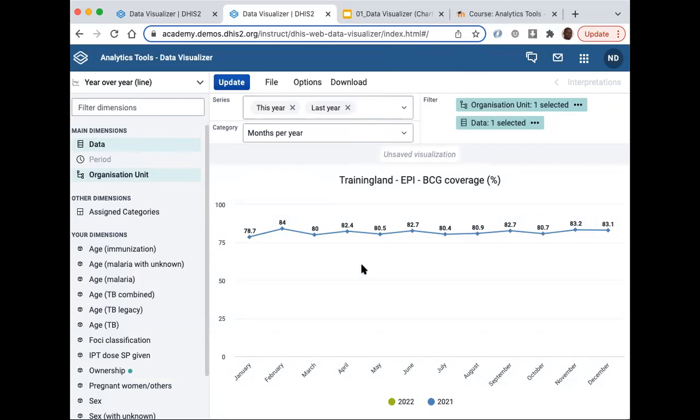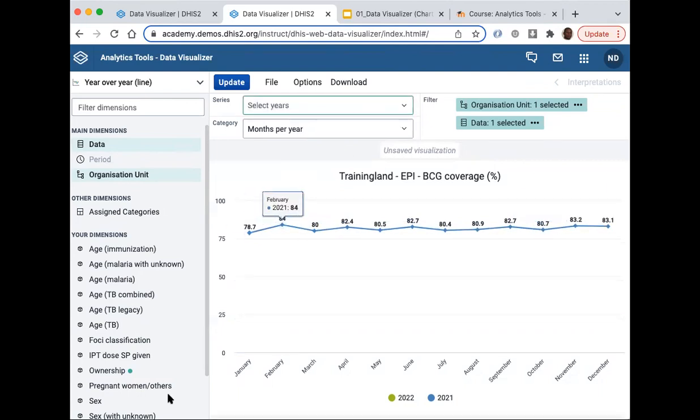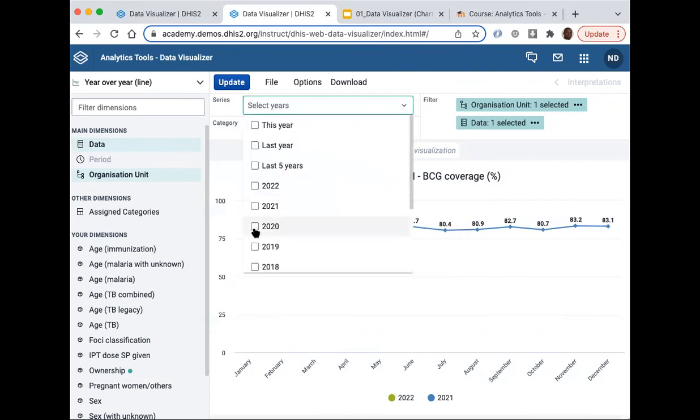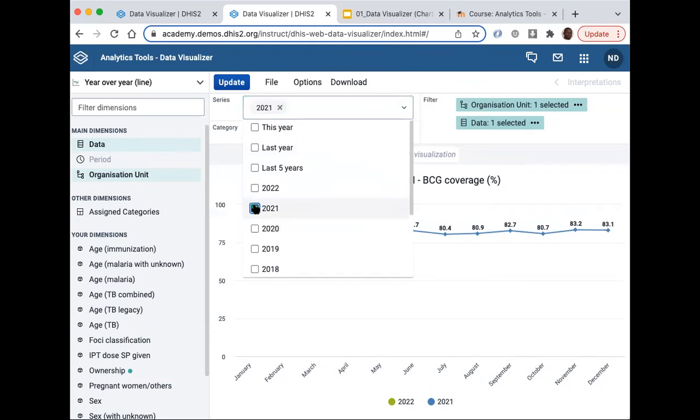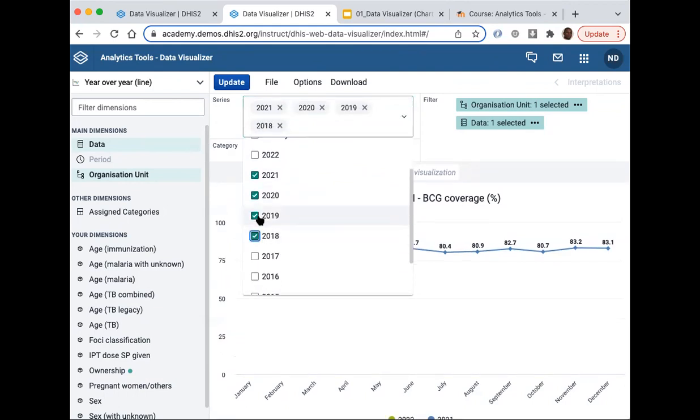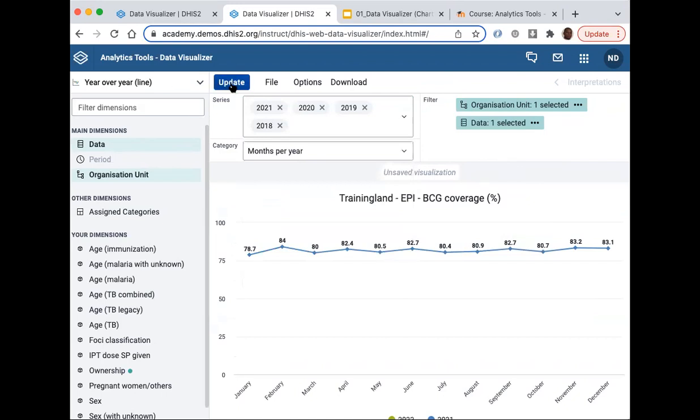Now what I'm seeing is this year and last year. That's what has been selected. But because we don't have data for this year, this is 2021, that's why you will not see any grid line here. But let me just remove this and then select the periods I want. I want to be able to look at my data. I want to compare 2021 by month, 2020, 2019, and 2018.